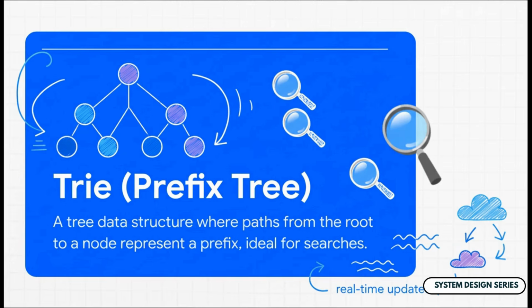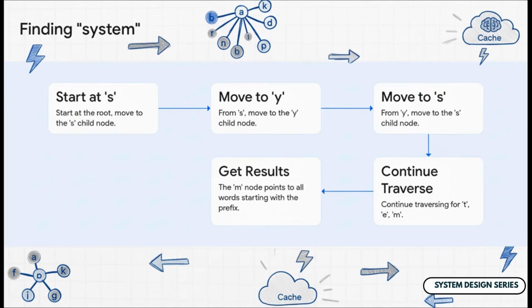Think of it like a tree where every path from the very top root down to a node spells out a word or a prefix. It is literally built for the exact problem we're trying to solve. Okay, let's just walk through an example.